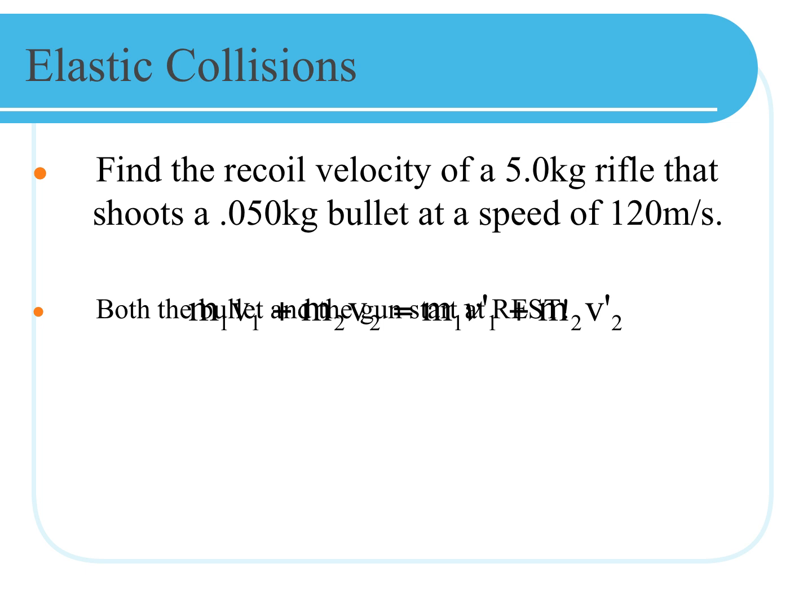Okay, find the recoil velocity of a 5-kilogram rifle that shoots a 0.05 kilogram bullet at a speed of 120 meters per second. So we don't really see an actual collision here, do we? But what is the collision? What's the point? Yeah, like the trigger is the collision, right? That's what we're talking about here. That's when things separate.